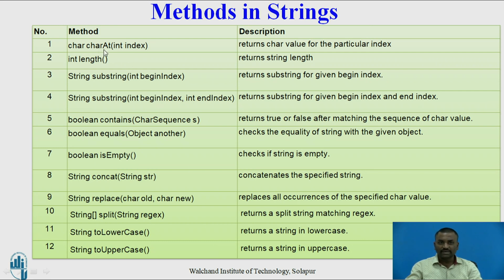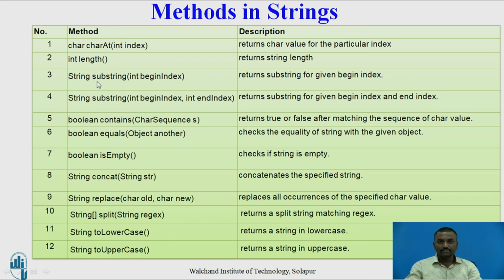The first one is charAt. The return type is char, the method name is charAt, and the input parameter is an integer. When I call this method, it returns the character present at a particular index. Second, the method int length. Here the return type is int, the method name is length, and there is no input parameter. It returns the length of the string object on which I call this method.